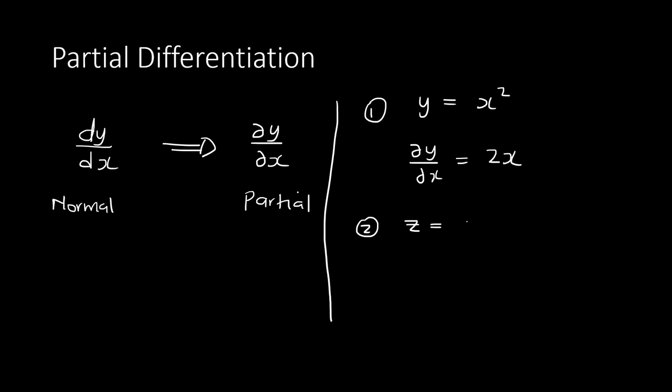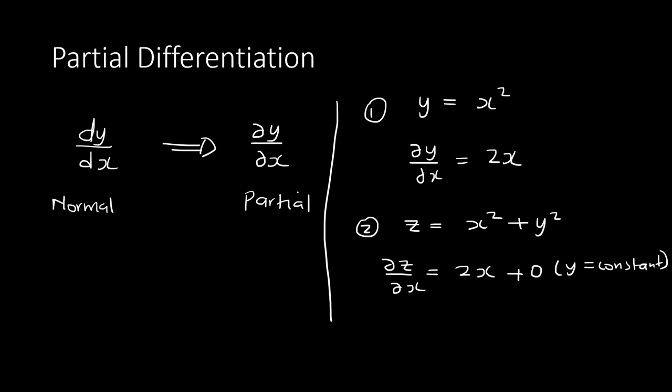So you can have a variable of x and a variable of y and another variable, maybe three variables, but usually in N6 they do only two variables. Now, if they ask you to determine partial dz dx, what they mean is your y is a constant, so you only differentiate with respect to x. So your x squared will become 2x, and your y squared will become 0, because the derivative of a constant is 0. Same thing for y.